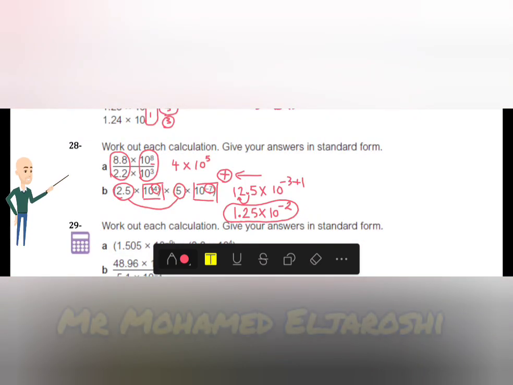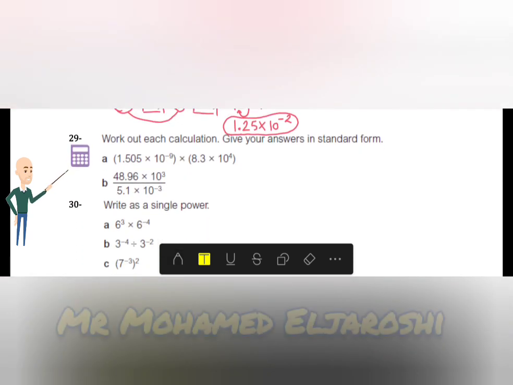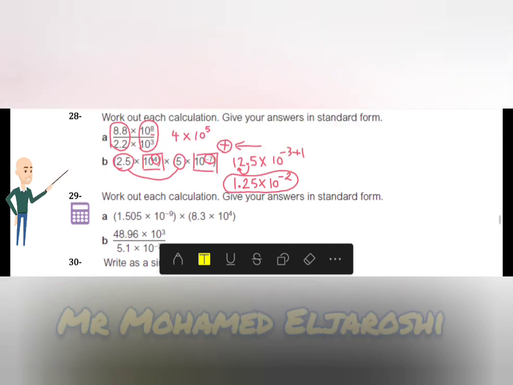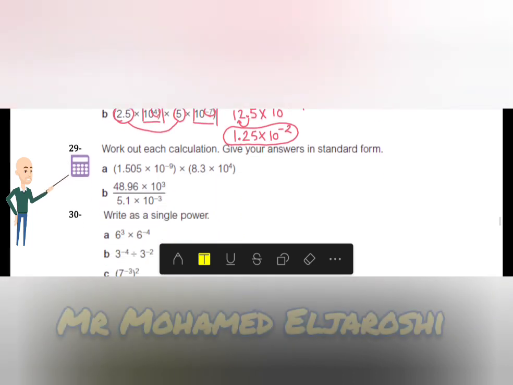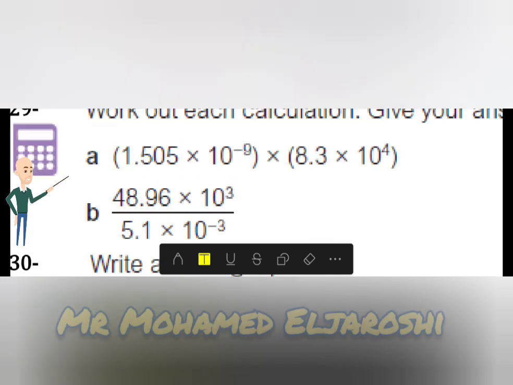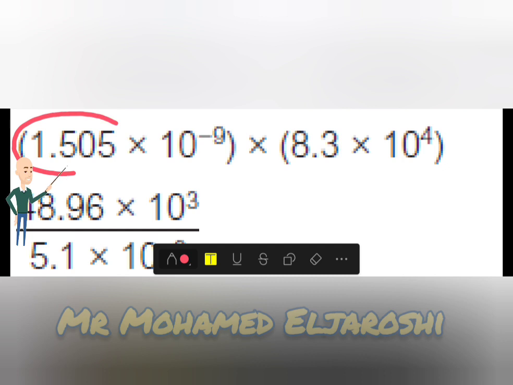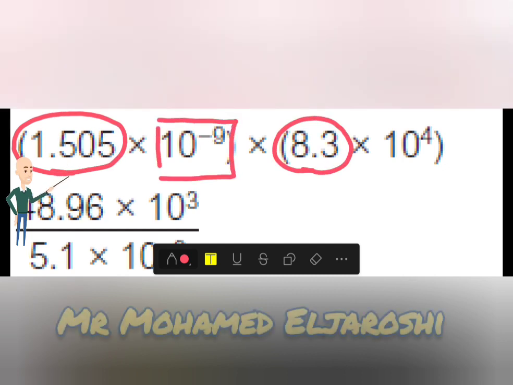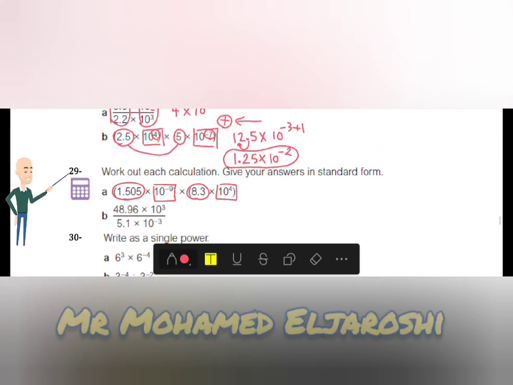Now, let's move on to question 29. Question 29. Work out each calculation. Give your answers in standard form. This one is the same as 28. Same ideas. You're going to multiply or divide depending on the question. Let's do it together. Now here, same idea. We're going to multiply this by this and write our answer. And then we're going to multiply the tens with the powers and add the powers because we're multiplying.